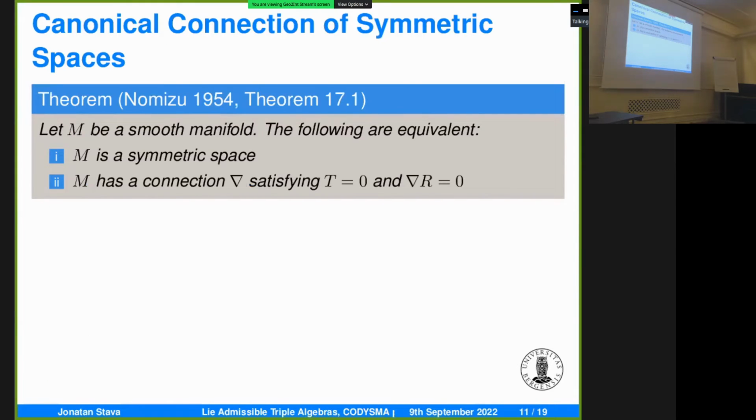Yes, and then from this article by Nomizu that I referred to in the beginning, it's shown that for any smooth manifold, these two are equivalent: if you have a symmetric space, then you also have an affine connection that satisfies zero torsion and parallel curvature.